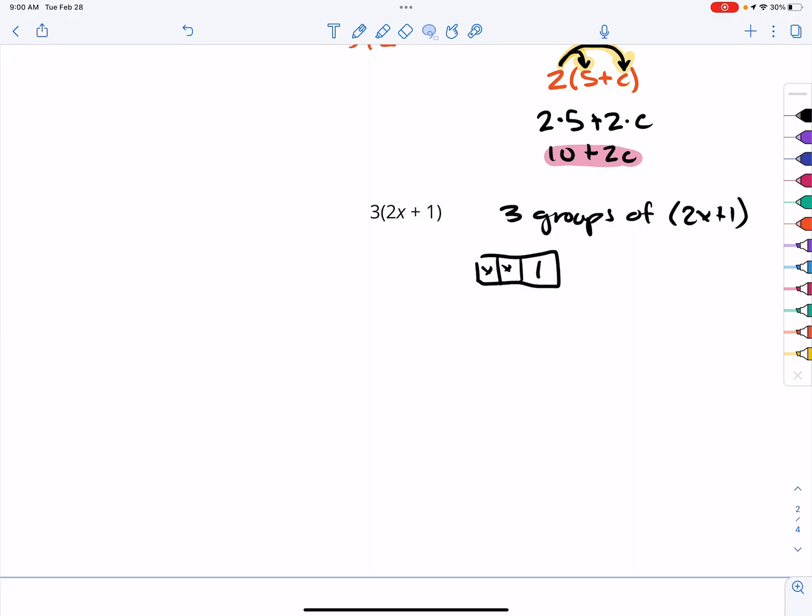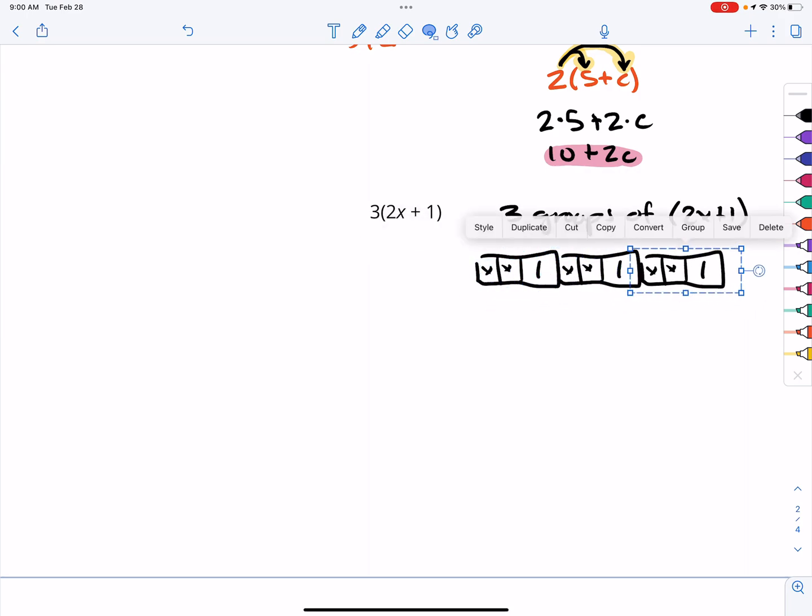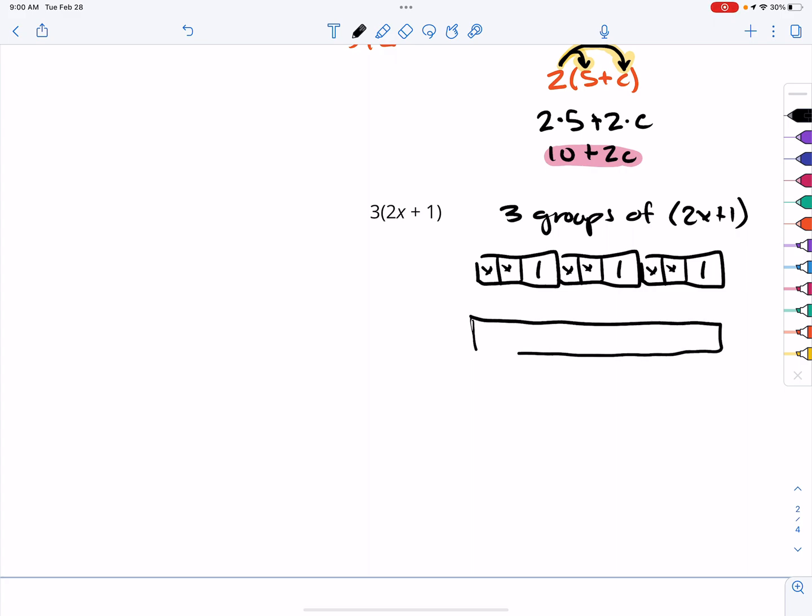And I have that 3 times. Duplicate, duplicate. Okay, so I have that there. Now, if I were to use our model to regroup this, I notice there's 1x, 2x, those ones. Then I have 2 more from there. And then I have 2 more from this final group. And in this last bit, we have the 1s, 1, 1, and 1.